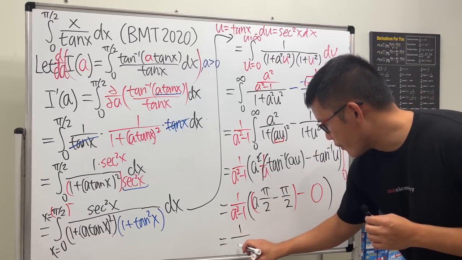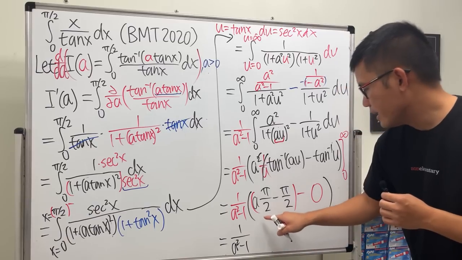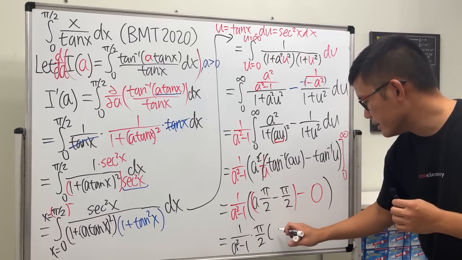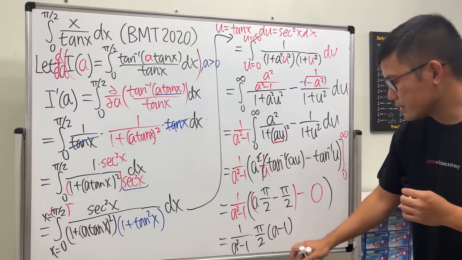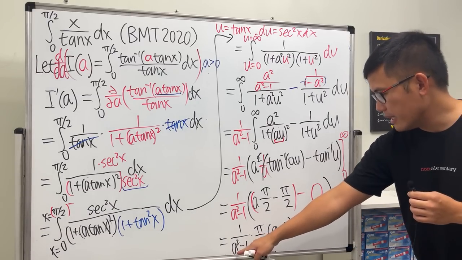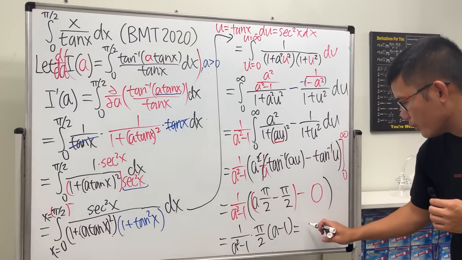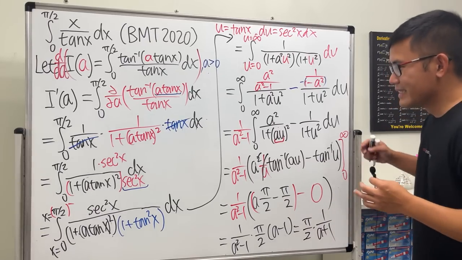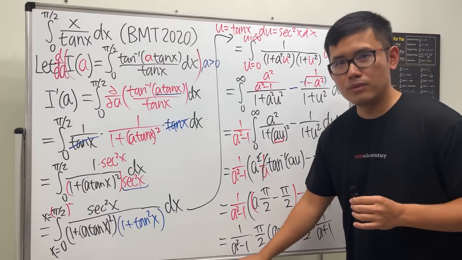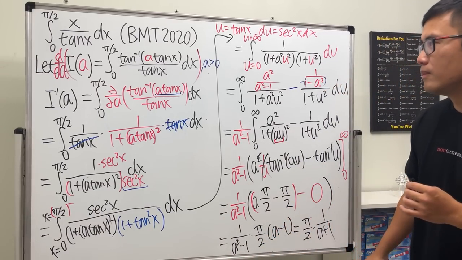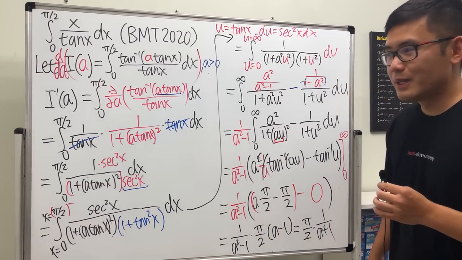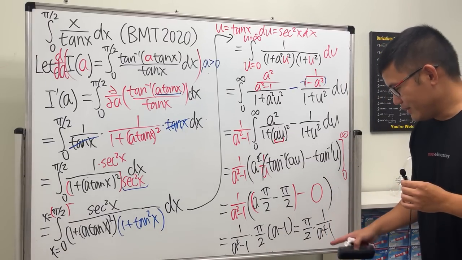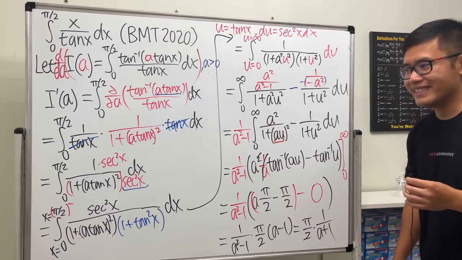This is 1 over a squared minus 1. Factor out the pi over 2. And then this is a minus 1. And of course, we can simplify this. Factor this as a minus 1, a plus 1. So all in all, we have pi over 2 times 1 over a plus 1. Yes, no, we are not done yet. This is just I prime of a. We do have a final result.